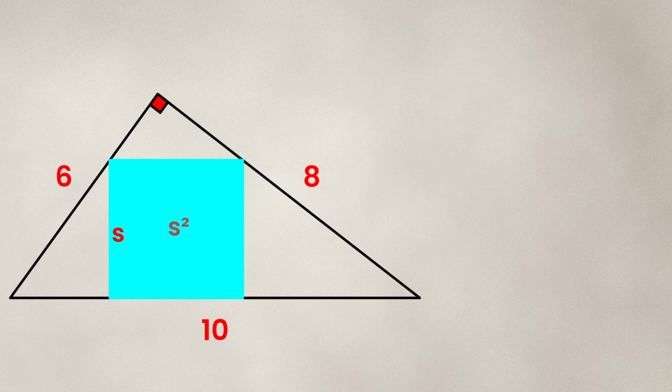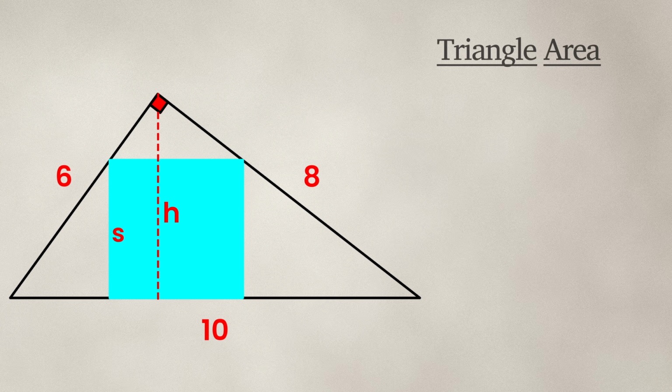Now here's where it gets interesting. We need to find the perpendicular height from the right angle down to the hypotenuse. I'm calling this h. Why do we need this? You'll see in a moment. It's the key to unlocking the square. Now here's a really clever trick.